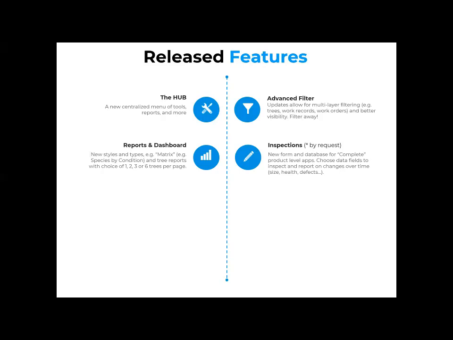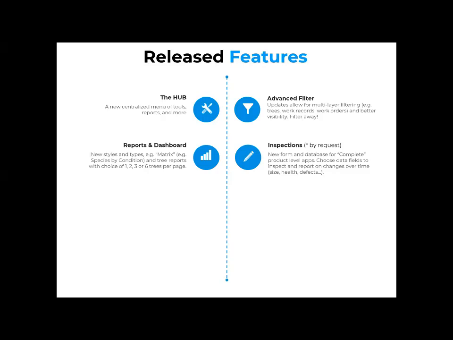There is a relatively new add-on that comes with the complete product level of TreePlotter that's called inspections. And we've decided, for now at least, to make this available by request, so no extra cost if you have the complete level. This allows you to choose data fields from your overall tree inventory, and those get re-inspected in the form, and you can see the changes over time.